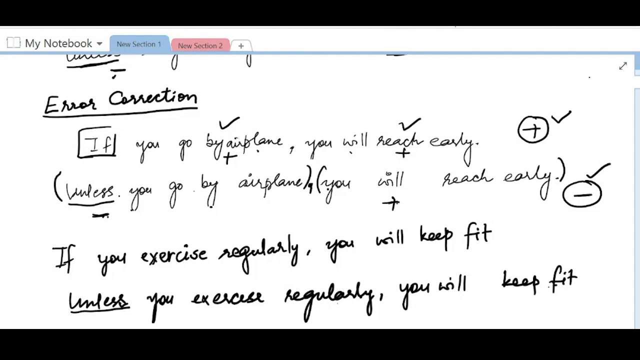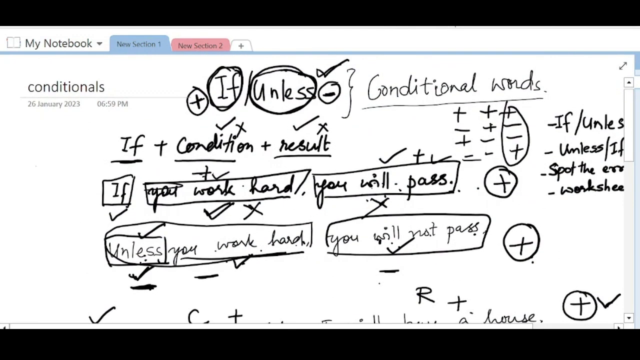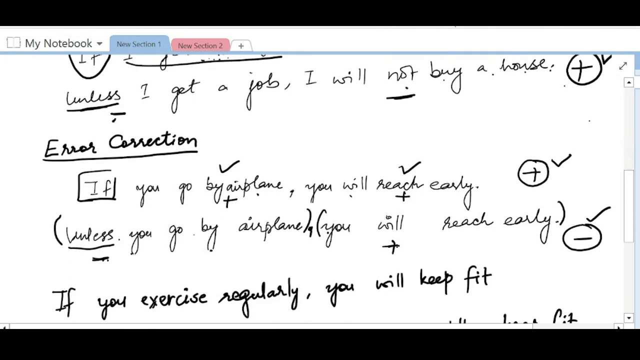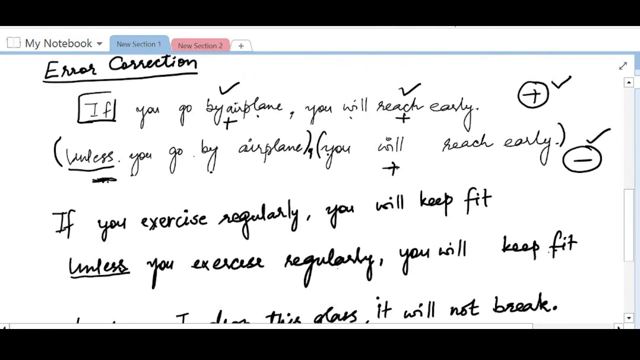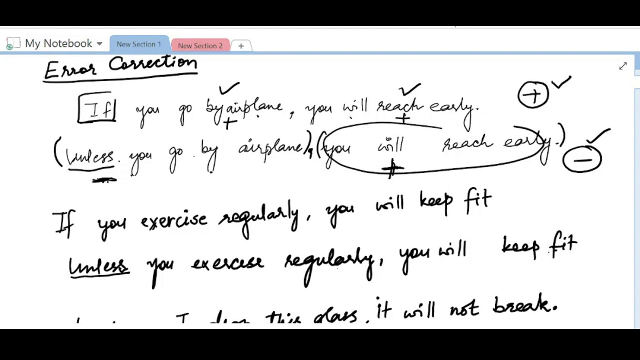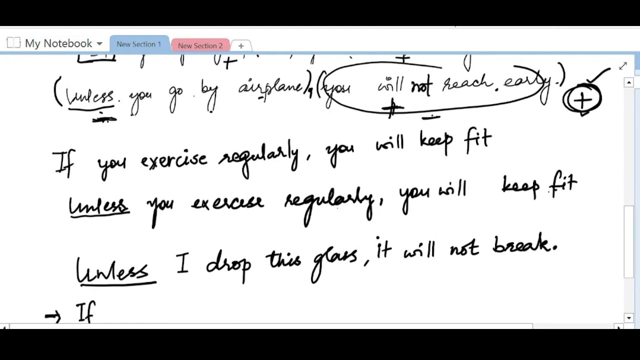Now I know, as I have already told you above, that minus minus plus. So if one part of my sentence is minus, the other is positive, so I can make this part of the sentence negative to make this sign positive. You will not reach early. Unless you go by airplane, you will not reach early. Now this has become minus, so minus minus plus. Understood? जब तक एयरप्लेन से नहीं जाते हो जल्दी नहीं पहुंचोगे. Clear? Understood?